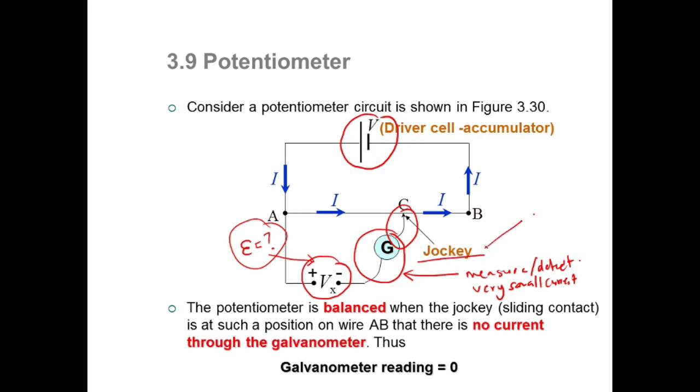Then at another point of the galvanometer, we attach a jockey. A jockey is simply a metal rod that slides across A and B. We slide the jockey across A and B.